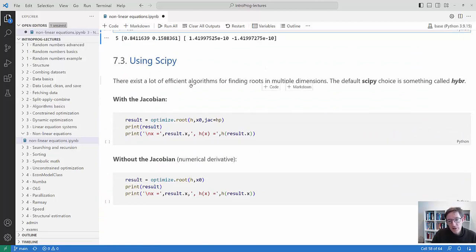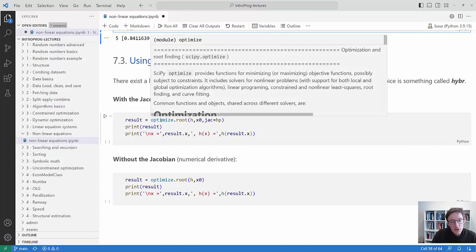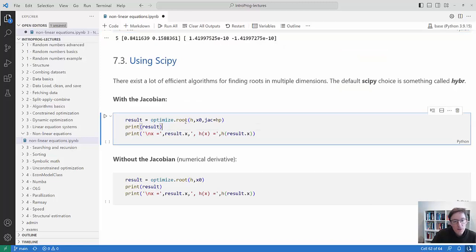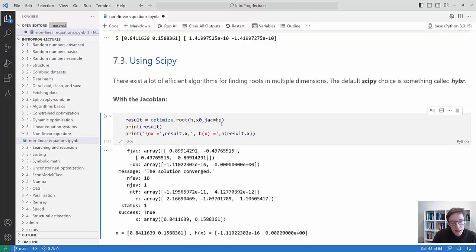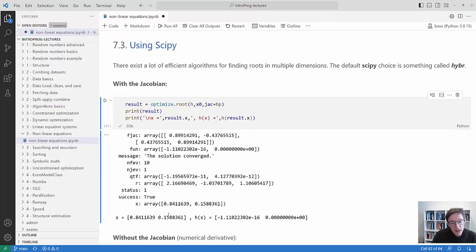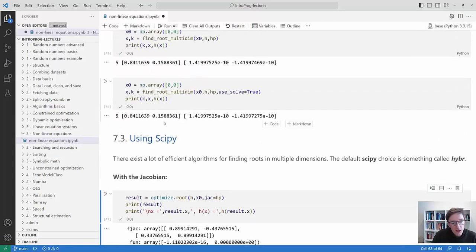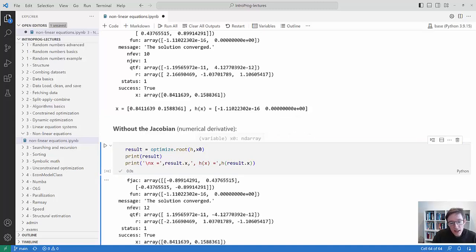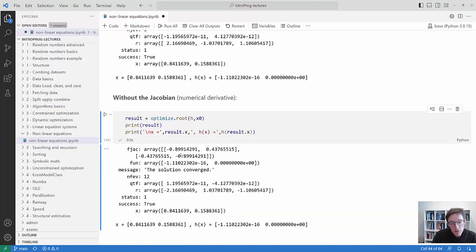There are many different algorithms for doing that. The default in SciPy is something called Hybrid. I will not talk about what that is exactly, but you can simply use the optimize.root, and you can either solve the problem using the Jacobian explicitly, and you can see that we find the same solution as we had up here, or you can do it without the Jacobian explicitly, and it will then use a numerical approximation of the Jacobian instead.